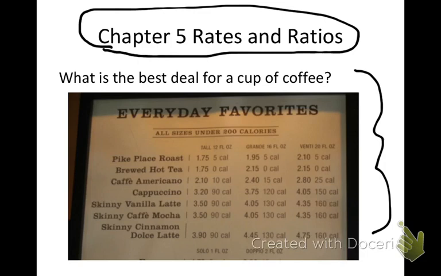So the whole idea of understanding the material for this chapter is so that I can figure out what is the best deal. And for me, that would be for a cup of coffee, because Mrs. Miller loves her coffee. By the end of this chapter, you should be able to tell me what is the better deal: a tall cup of coffee, a grande, or a venti. Which one of those would be the best deal for Mrs. Miller?